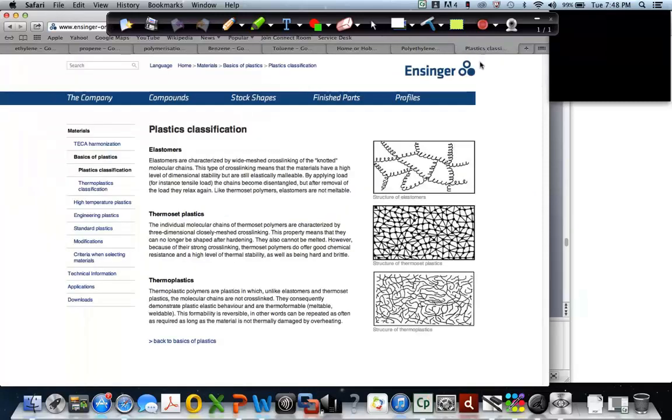Whereas, if you look at the thermosetting plastic, it is cross-linked. You can see so many cross-links between, a criss-cross network, right? Its criss-cross links are there. And because of these criss-cross links, it cannot be remolded, right?